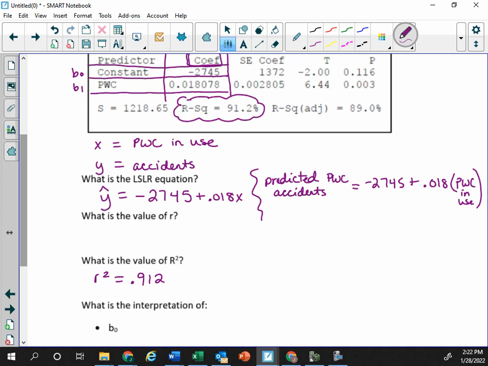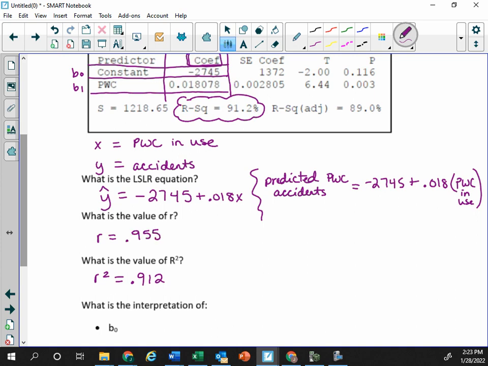Then let's go to the previous question. What is the value of r? If you know r squared, can you find r? Yes? What would we do? Take the square root. Okay. So what do you get for r? Do it as a decimal. Okay, I have 0.955 written down, but I may have rounded wrong. Is it? Okay.